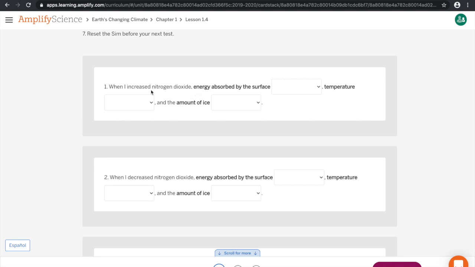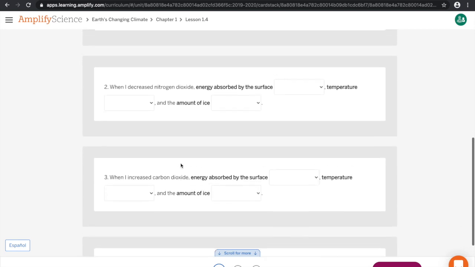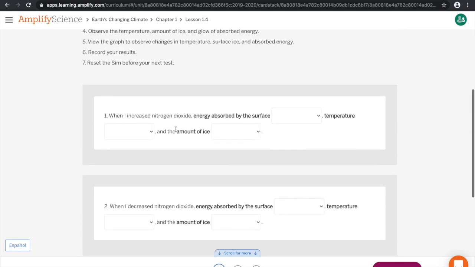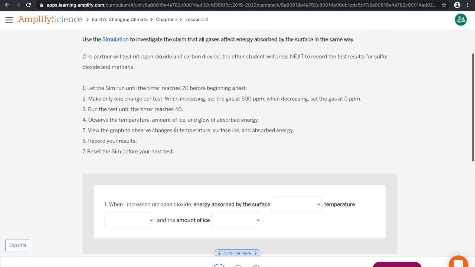And it says when increased, energy absorbed by the surface blank, temperature blank, and the amount of ice blank. So we're first going to increase and then decrease. And we're working solely with nitrogen dioxide. So I'm going to open up the simulator.